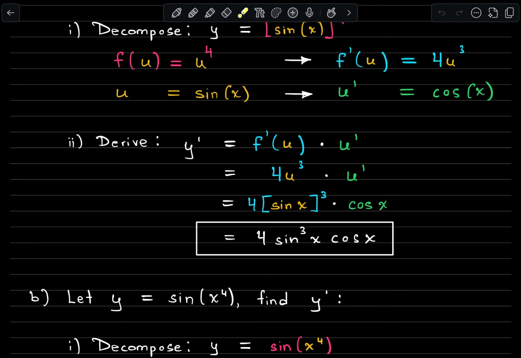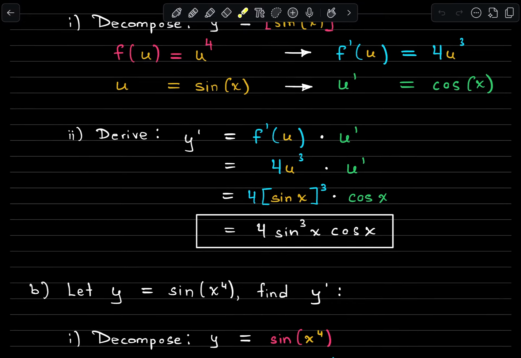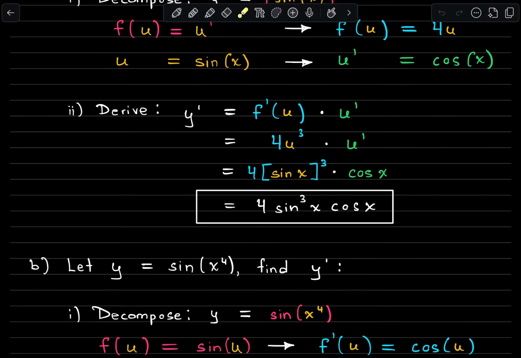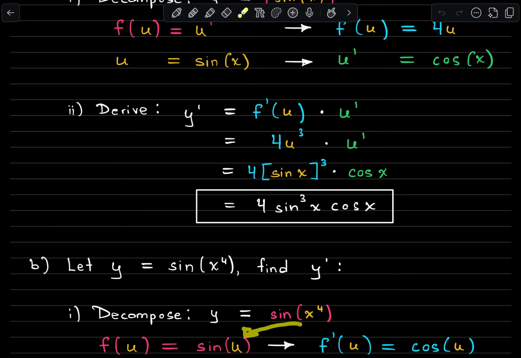Okay, so we decompose our function again. y is equal to sine of x to the fourth power. Just like we said, x to the fourth power is going to be that u, okay?